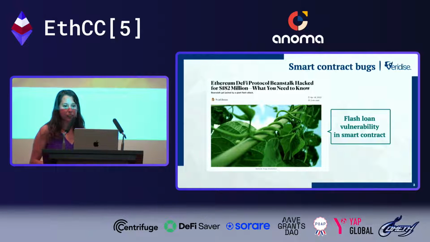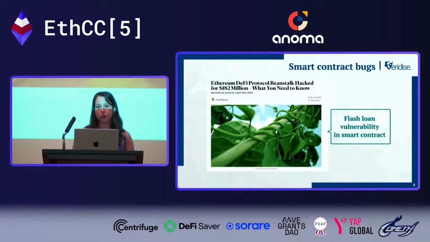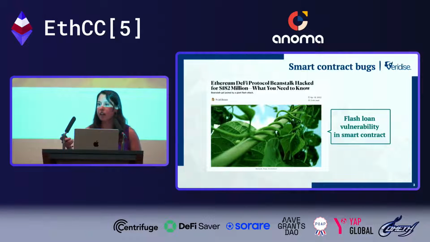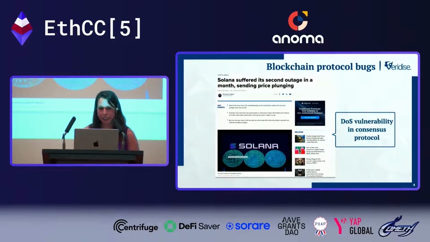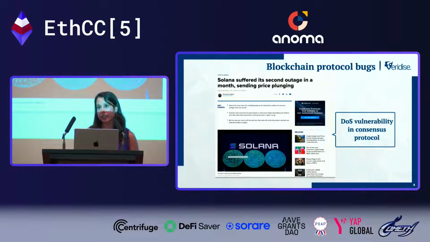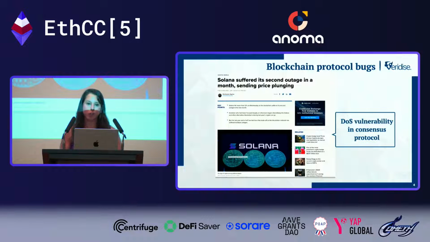As an example, there was recently a flash loan vulnerability in a smart contract in the Beanstalk DeFi protocol. And when that flash loan vulnerability was exploited, that resulted in a loss of $182 million worth of cryptocurrency. Now, you can also have serious security vulnerabilities in the underlying blockchain implementation. As an example, there was recently a denial of service vulnerability in the consensus protocol of Solana. And when that vulnerability was exploited, that resulted in network outage and caused the Solana prices to plunge and lose more than 12% of their value overnight.